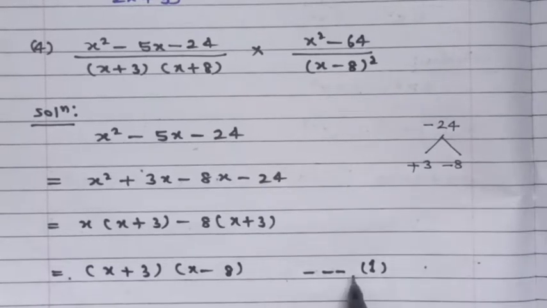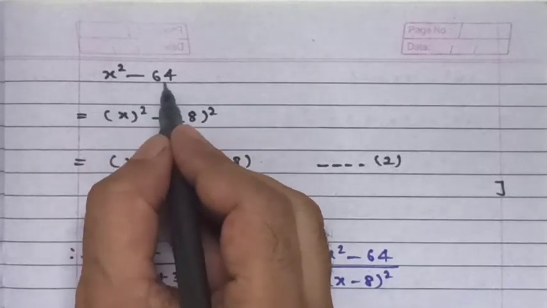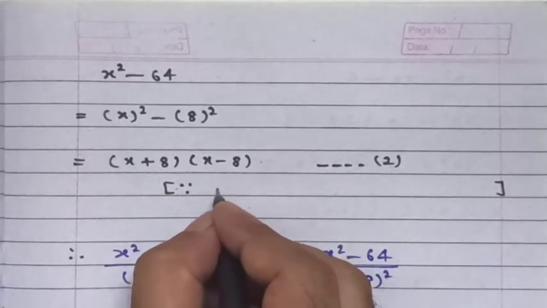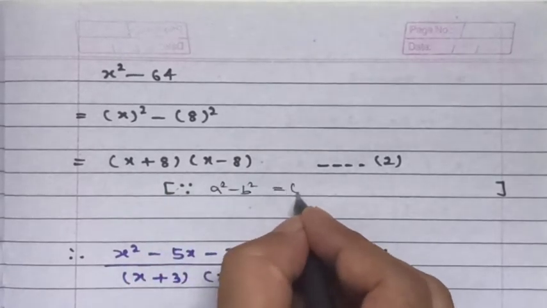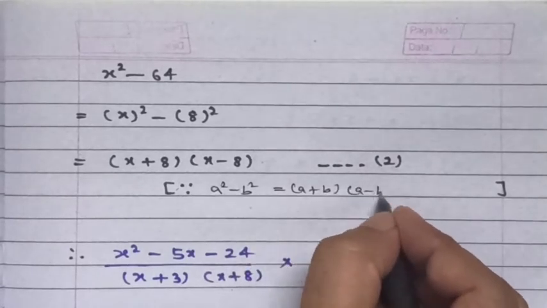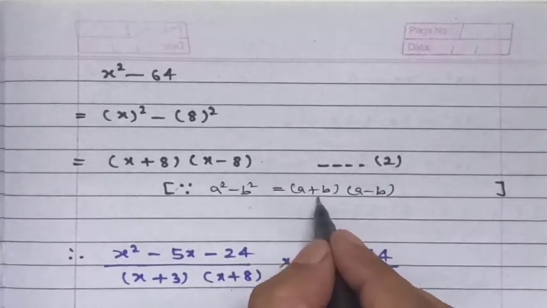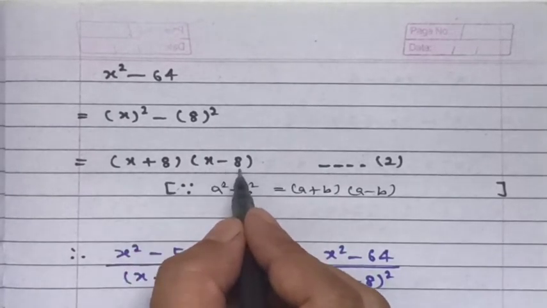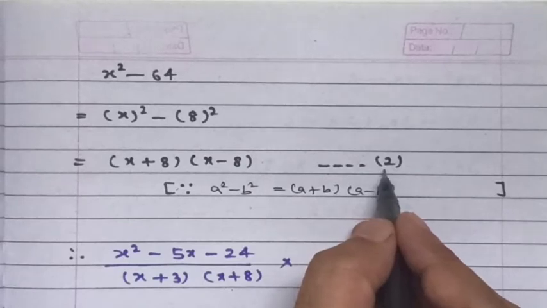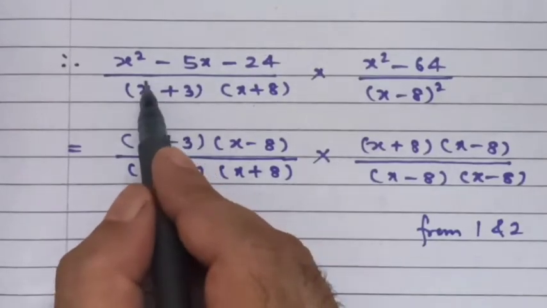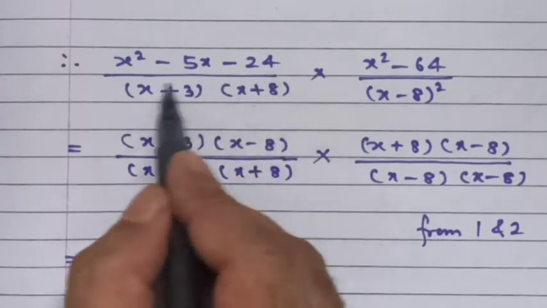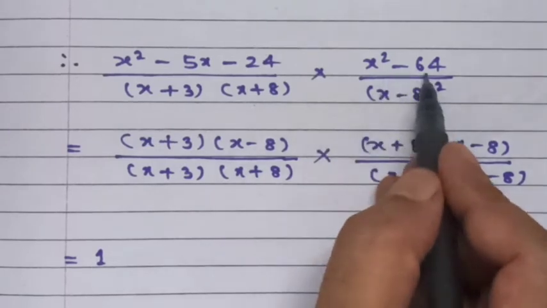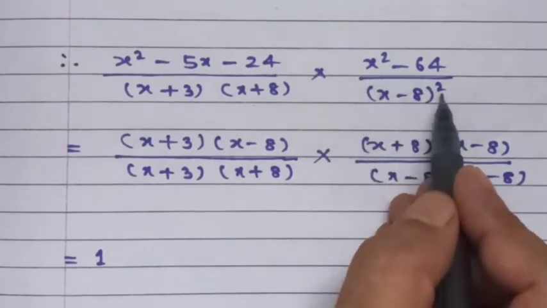Mark it first. Now x square minus 64 can be written as x square minus 8 square. Again using the same formula, a square minus b square, that is a plus b, a minus b, one time plus into one time minus. So here we'll write x plus 8 into x minus 8. Mark it second. Now write the equation: x square minus 5x minus 24 upon x plus 3 into x plus 8 into x square minus 64 upon x minus 8 the whole square.